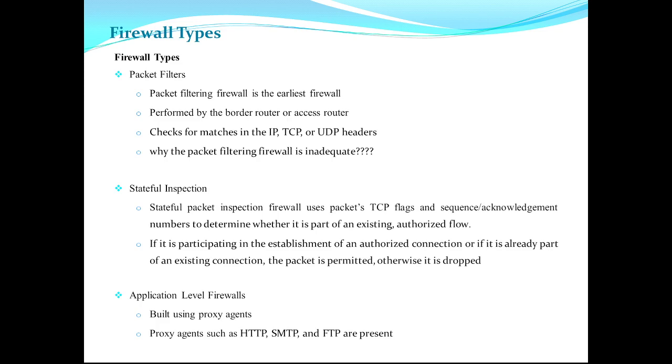So if the packet is participating in the establishment of an authorized connection, or if it is already part of an existing connection, the packet is permitted. Otherwise it is dropped. That is to say, whenever at the very first time a packet arrives or goes out, the firewall makes a state entry for that packet. Okay, that's the meaning of this.